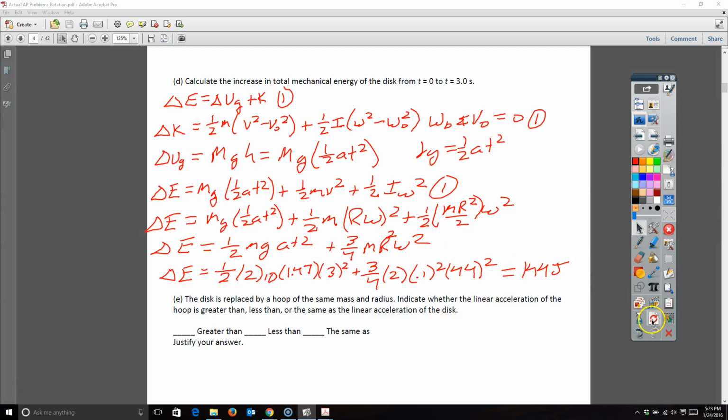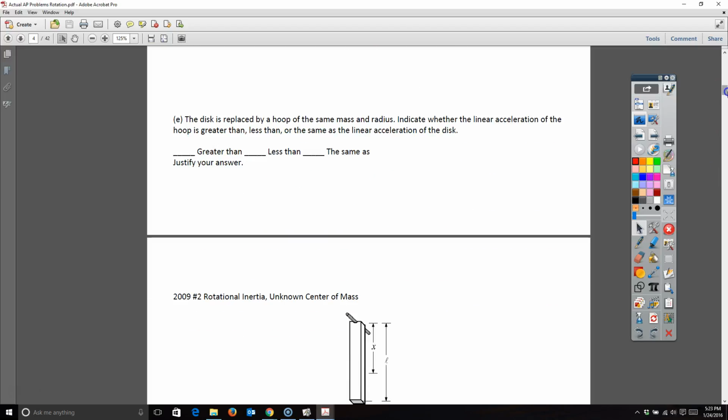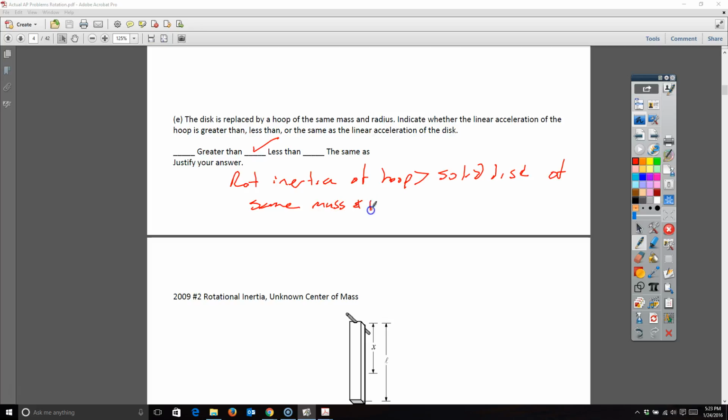Next part says the disk is replaced by a hoop that has the same mass and radius. Indicate whether the linear acceleration of the hoop is greater than, less than, or the same as the acceleration of the disk. And here it's going to be less than, because the rotational inertia of the hoop is greater than that solid disk of the same mass and radius.